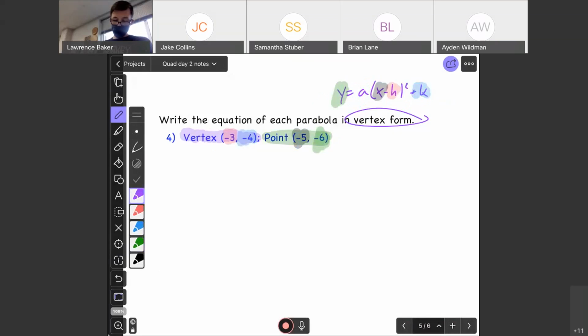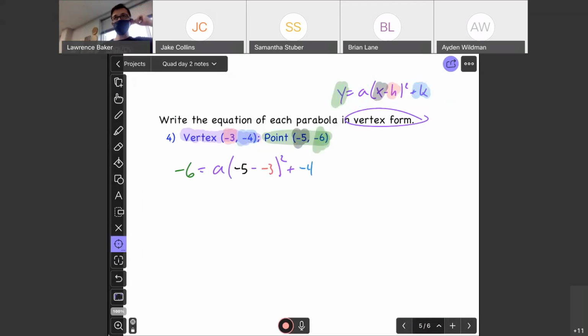So -6 equals A times my X value, which was -5, minus my H value, which was -3, squared, plus my K value, which was -4. So there I just purely shoved stuff in. I didn't think about what this meant. I didn't address that there is a simpler way to write that. This is purely just dropping numbers into the problem.